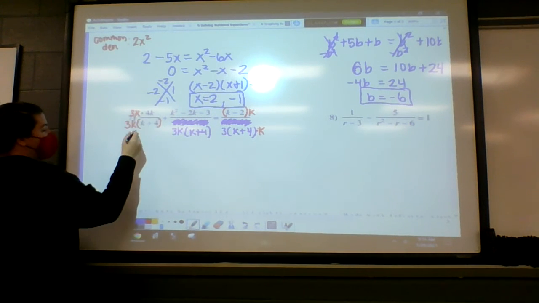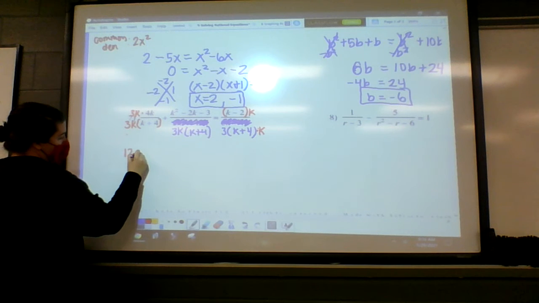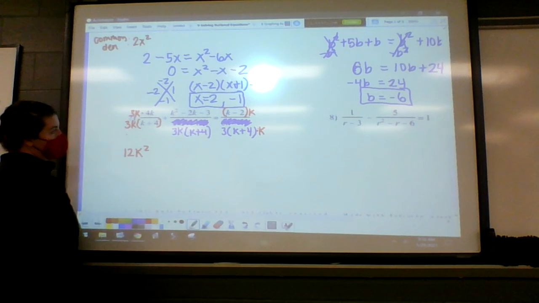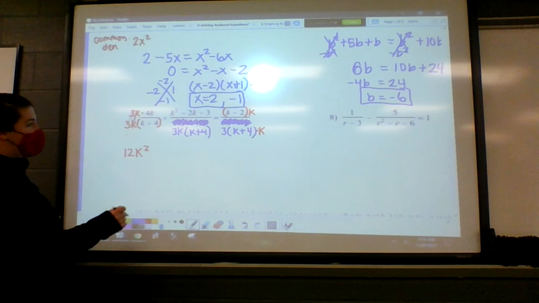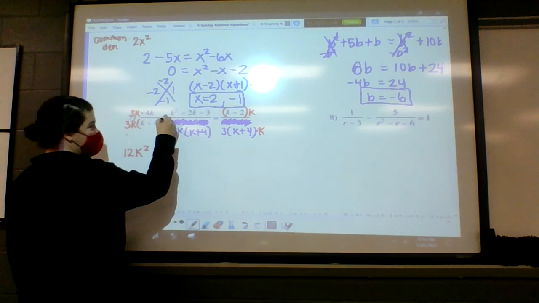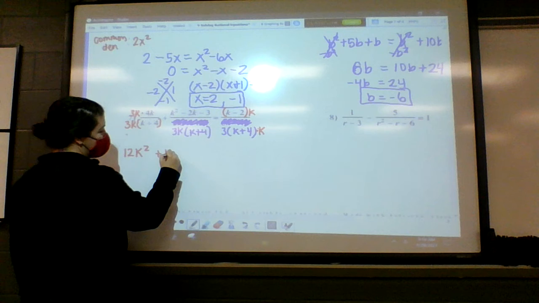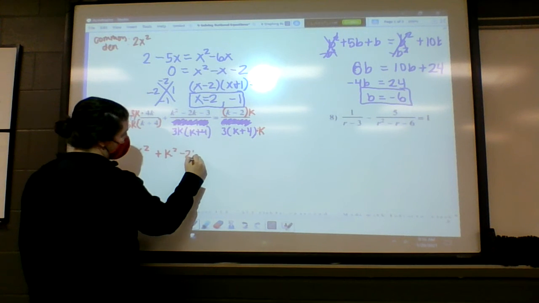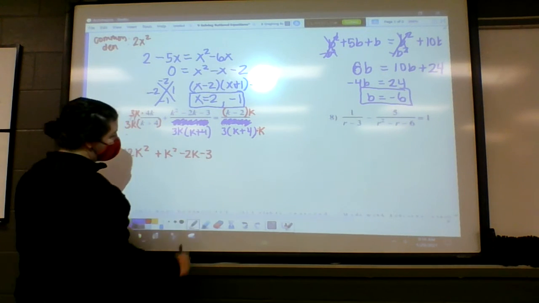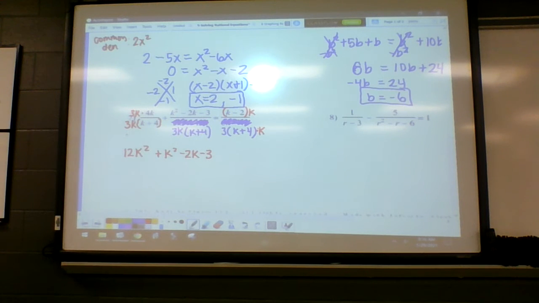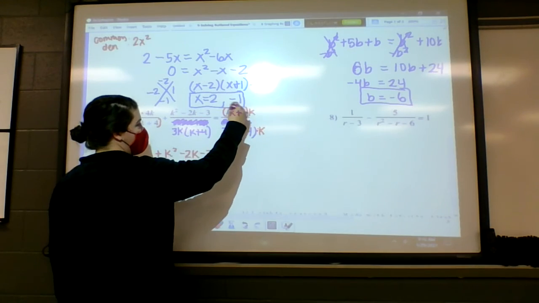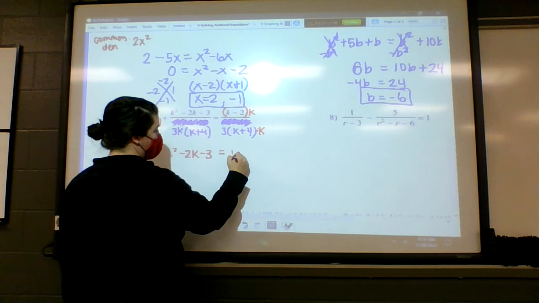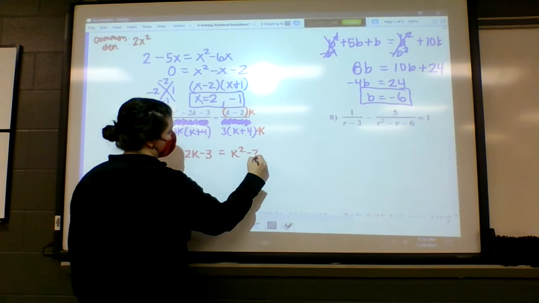3k times 4k is 12k squared. This one, there's nothing that happened here. There is a plus sign in front of it, so it's just going to be plus k squared minus 2k minus 3. So that didn't change at all. And then this last one, we're going to distribute the k. So k squared minus 2k.